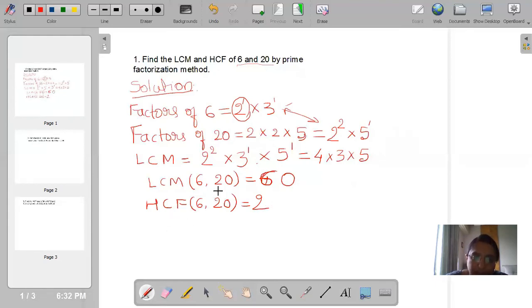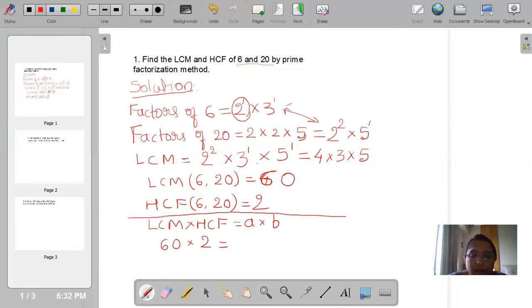Is it clear? Then let us check the relation, that is LCM into HCF is equal to A into B. This is the relation we know. LCM is 60, HCF is 2. Just we are checking this relation. Actually here the problem is completed. A is 6, B is 20. These are given numbers. 120 is equal to 120. So your answers are correct. In this way you can check your answers.